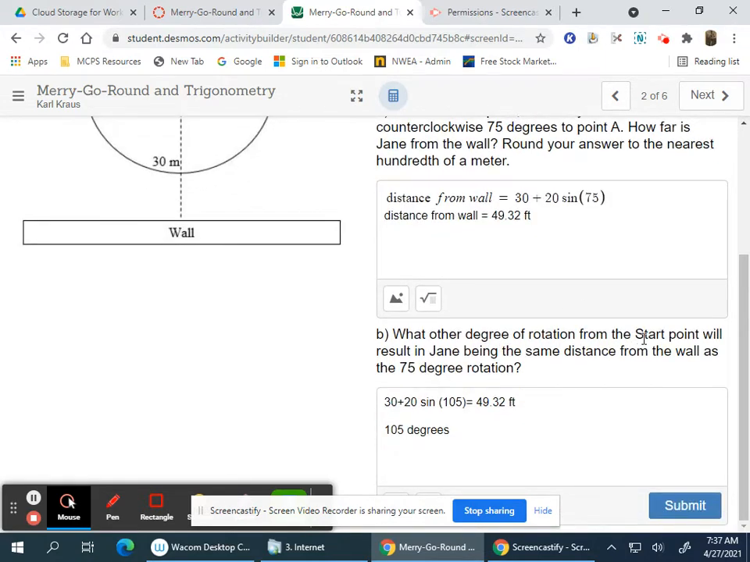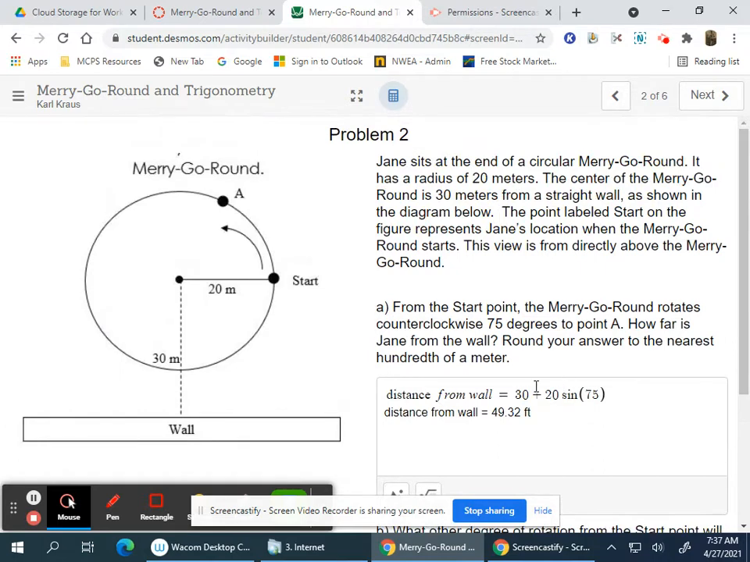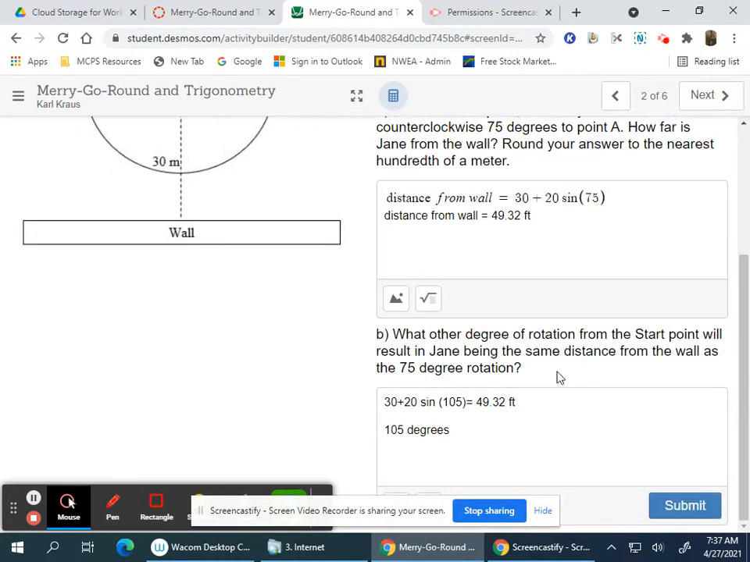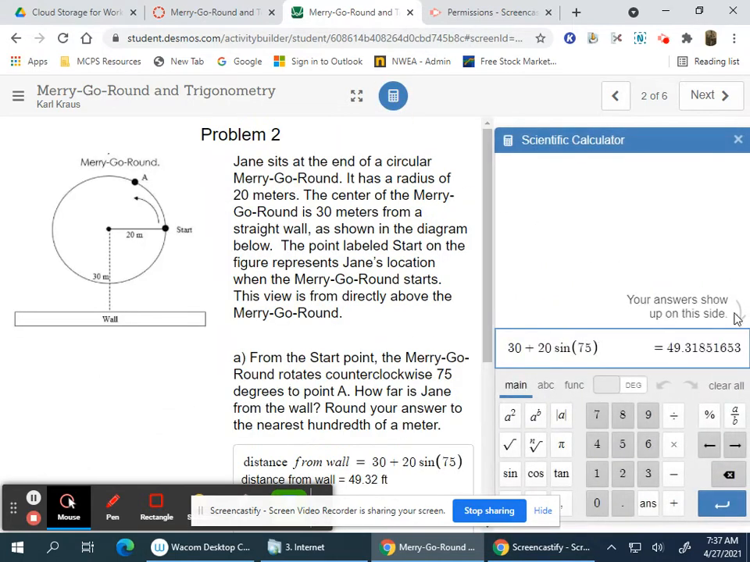And then what other degree of rotation from the start point results in Jane being the same distance from the wall as the 75-degree rotation? That would be right here. This angle right here, if I extended this radius to a diameter, and then this angle up to here would be 75. So 180 minus 75 is 105. You can check that on the calculator. I'll put 105 degrees in here. I get the same distance.